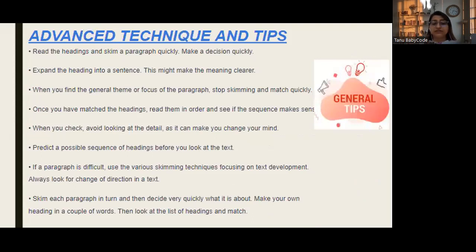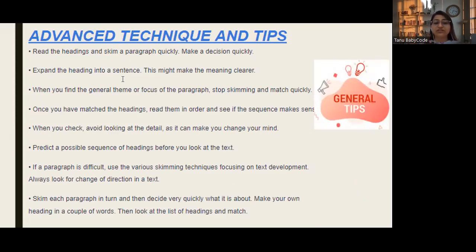Now, what are the advanced techniques and tips? Look at the techniques and tips. First one says read the headings and skim a paragraph quickly. Make a decision quickly. Expand the heading into a sentence. This might make the meaning clear, right?